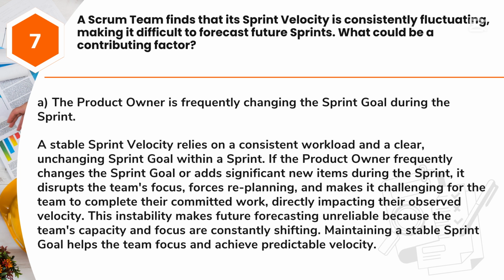Answer: A. The product owner is frequently changing the sprint goal during the sprint. A stable sprint velocity relies on a consistent workload and a clear, unchanging sprint goal within a sprint. If the product owner frequently changes the sprint goal or adds significant new items during the sprint, it disrupts the team's focus, forces replanning, and makes it challenging for the team to complete their committed work, directly impacting their observed velocity. This instability makes future forecasting unreliable because the team's capacity and focus are constantly shifting. Maintaining a stable sprint goal helps the team focus and achieve predictable velocity.